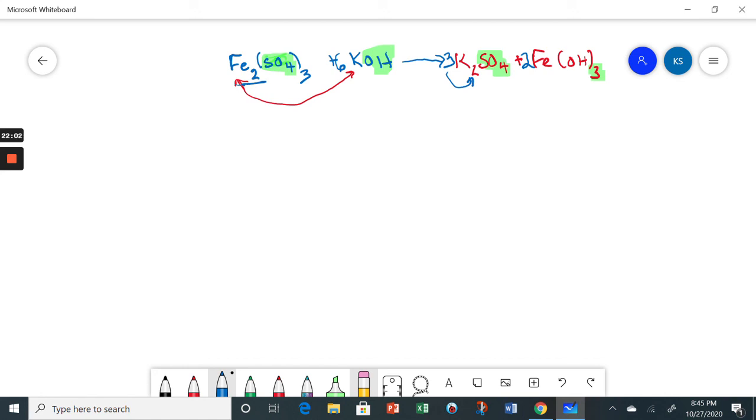And if you really wanted to count individual atoms, I have 2 Fe's, 3 S's, 12 O's, 6 K's, 6 more O's, 6 more H's. Right? So I really have 18 O's on the left-hand side? So let's look at this. 6 K's, 3 S's, 12 O's, and then 2 Fe's. Now be careful. 3 times 1 times 2. Right? 3 times 1 times 2. So that would be 6 O's. Right? Yeah. And 6 H's.